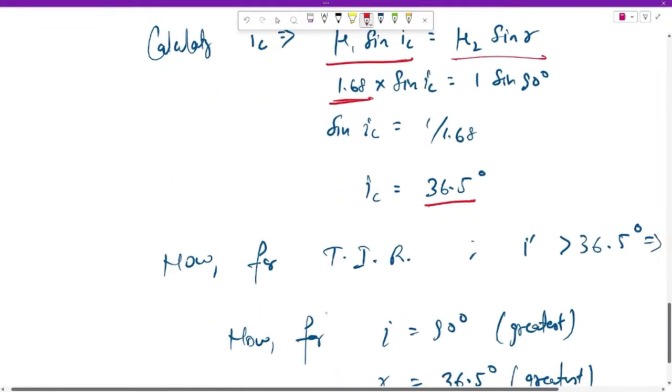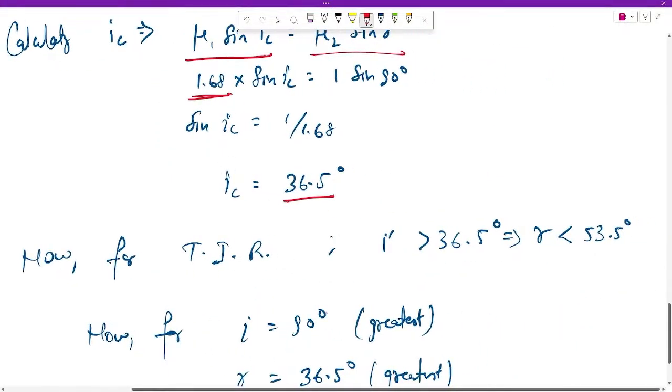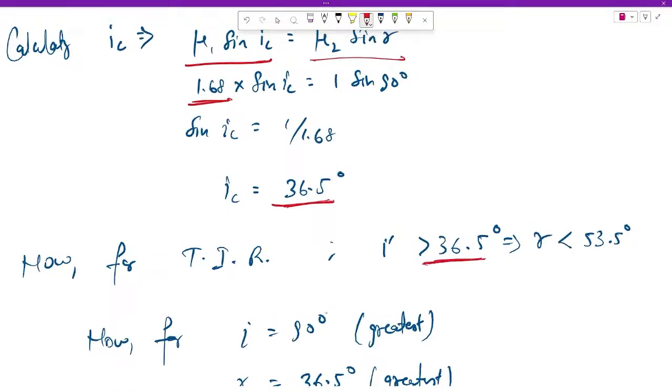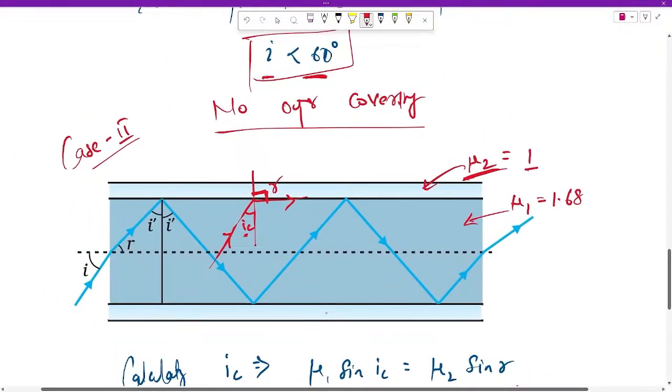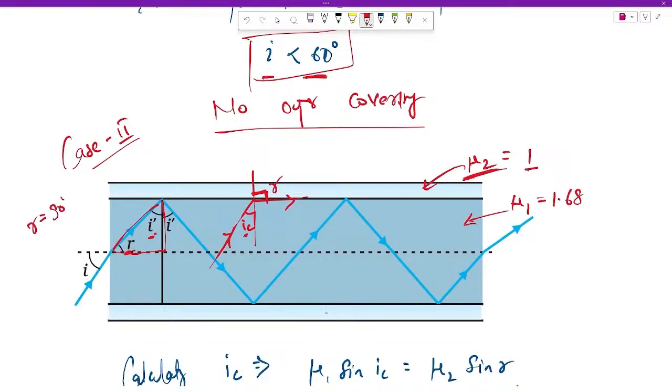Now for total internal reflection, we saw that since IC is equals to 36.5 degrees, so I dash must be greater than this critical angle, that is 36.5 degree. Now again, using this triangle, we can see that if the minimum value of I dash is equals to 36.5 degree, so the maximum value of R should be 90 minus 36.5 degree. That will give us a value of 53.5 degree. So maximum value of R should be 36.5 degree.